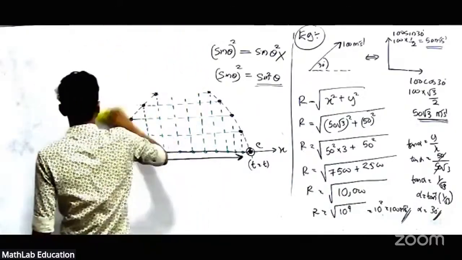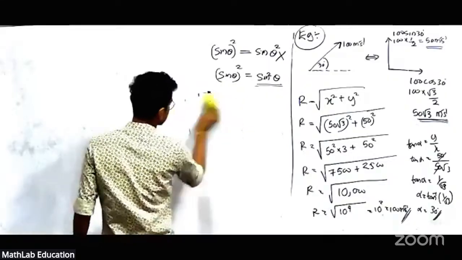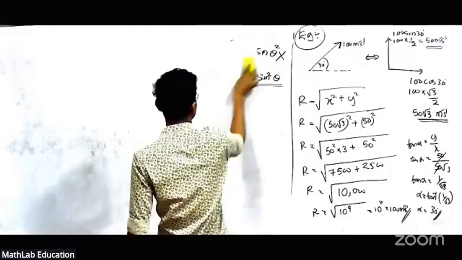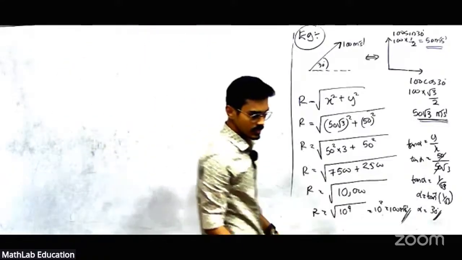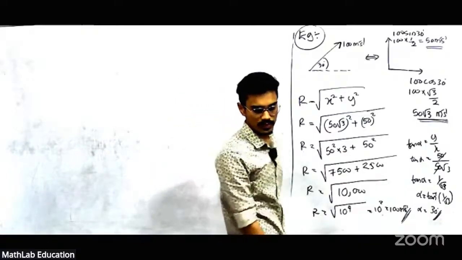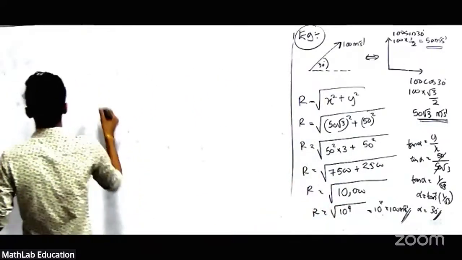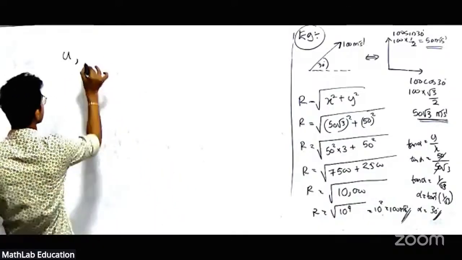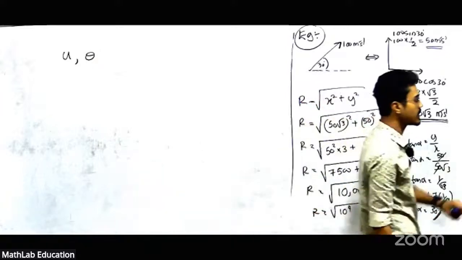Okay, write this down. Let's consider a particle projected with initial velocity u, at an angle to the horizontal theta.